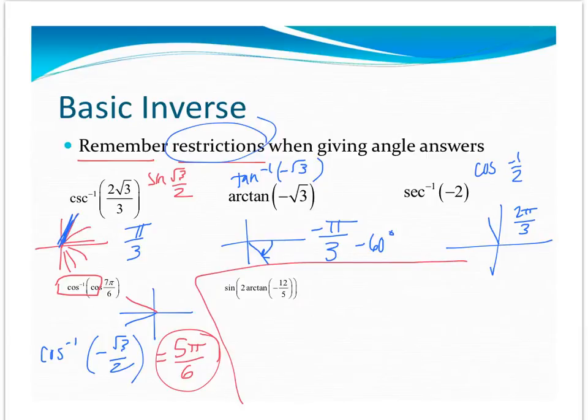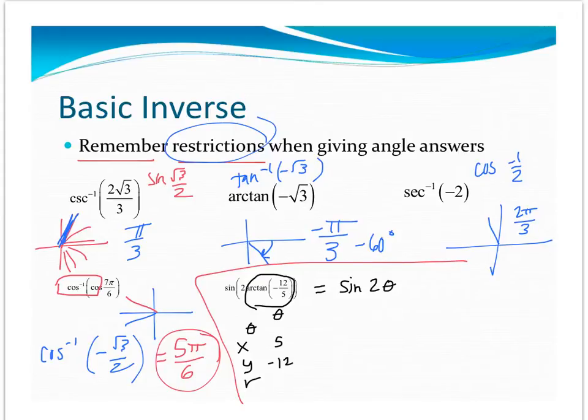And then for this last problem here, anytime we see arctan of a ratio or tan inverse of a ratio, this answer is equal to an angle. So this really comes down to sine of 2 times an angle. And we don't know what the angle is, and we really don't care. We just want to figure out its x, y, r values. Based on what we know, the y is -12 and the x is 5. We know it's negative. Why?